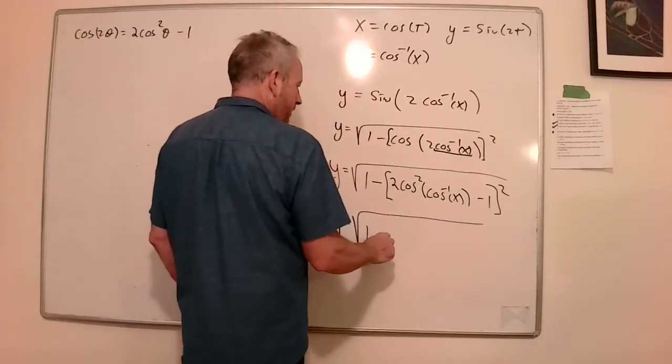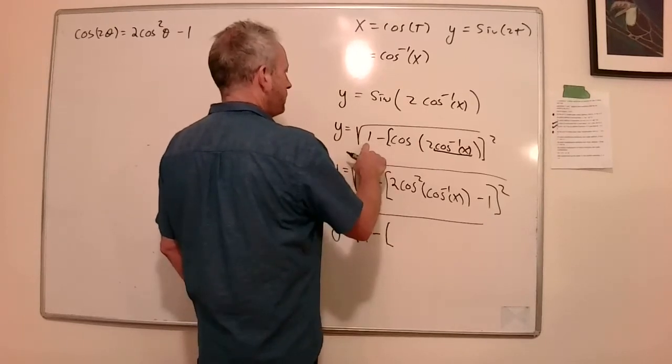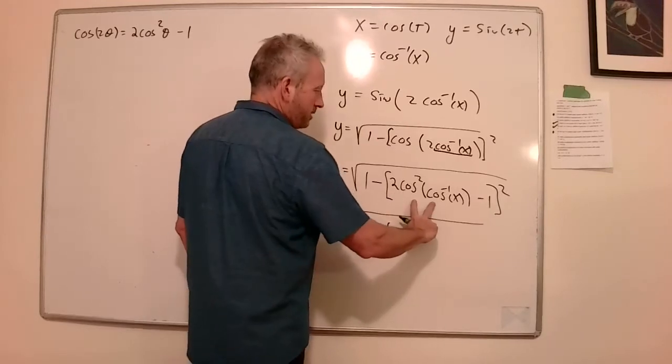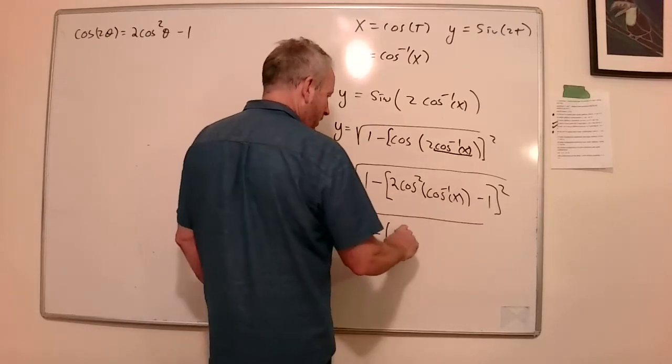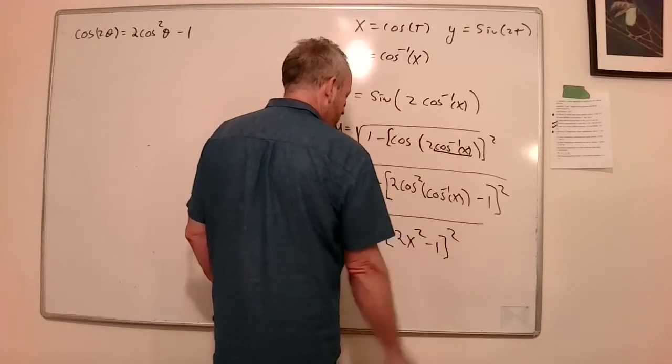So square root of 1 minus brackets. Let me make sure: 1 minus, okay, that looks good. 2, these cosines cancel each other out, and you wind up with x squared. So 2 times x squared minus 1, and all that squared.